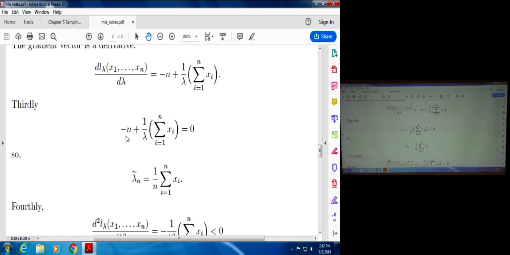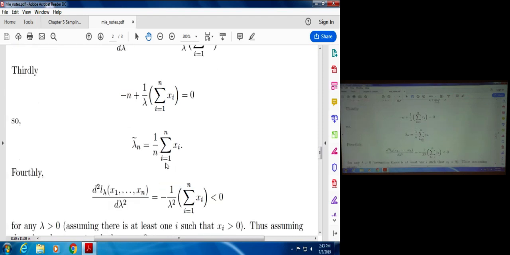So I want to solve the equation minus n plus 1 upon lambda times the sum of the xi's equal to 0. Okay, so you can rearrange this. You can put the n to the other side, and then you're basically going to get lambda is 1 over n times the sum i equals 1 to n of the xi's. Okay. Now, before we go any further, this is kind of looking quite useful.